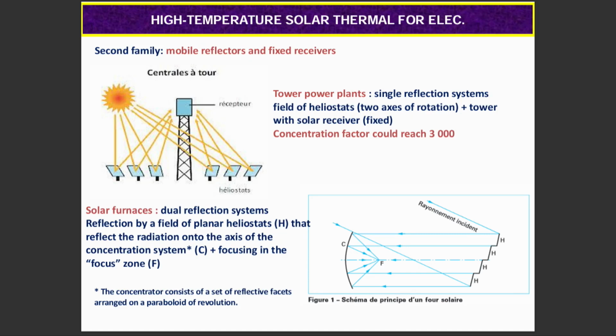Then you have mobile reflectors, which we call heliostats, with a tower. They reflect all the radiation onto the tower. So that means that we have to manage perfectly the inclination and the direction of the mirrors to focus on this tower. There are two axes of rotation for the heliostat, and the tower is fixed, with one receiver. The concentration factor is around 3,000.